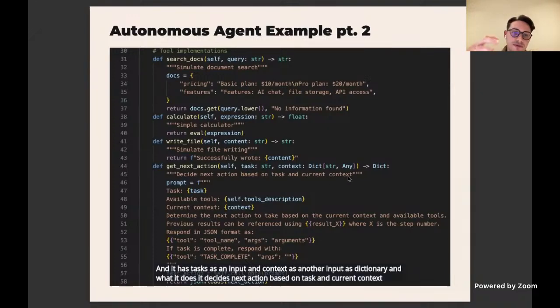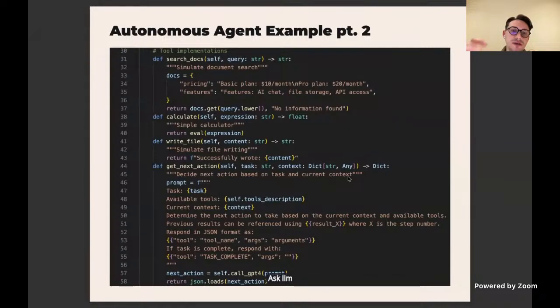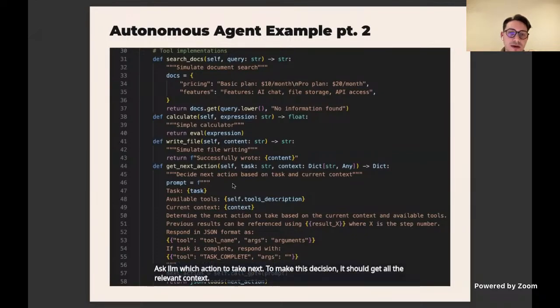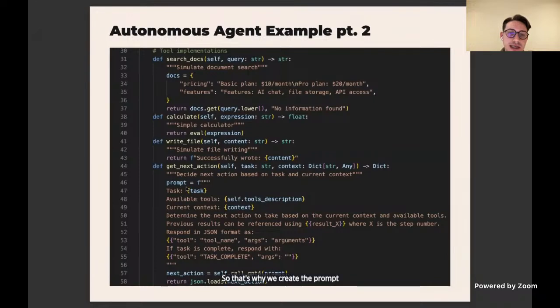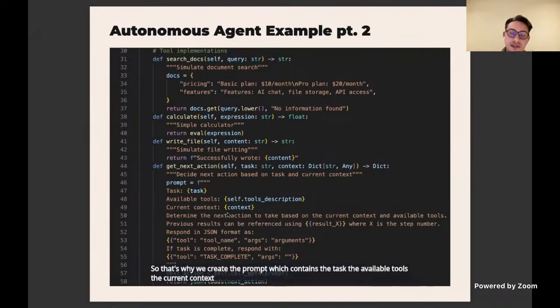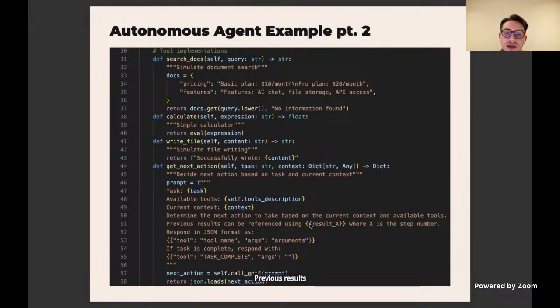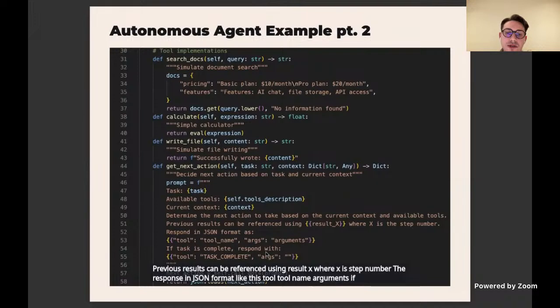So this is a separate function which is specifically made to ask the LLM which action to take next. To make this decision, it should get all the relevant context. That's why we create the prompt which contains the task, the available tools, and the current context, which we are taking on each step. And here is the prompt: Determine the next action to take based on the current context and available tools. Previous results can be referenced using result X, where X is the step number. Respond in JSON format like this: tool name, arguments. If the task is complete, respond with this.